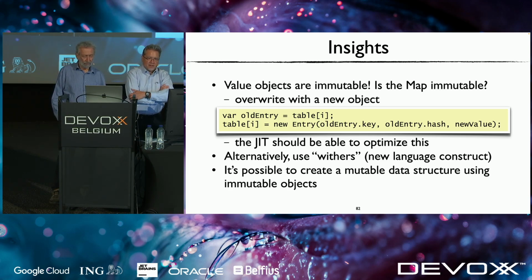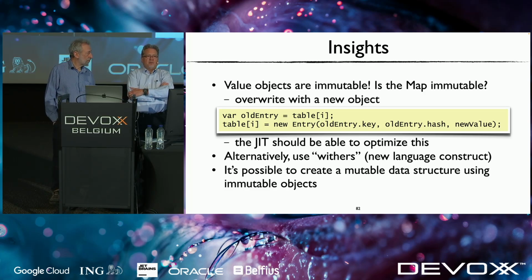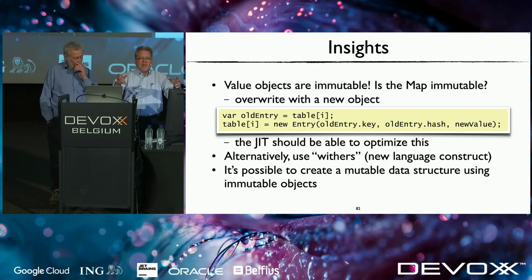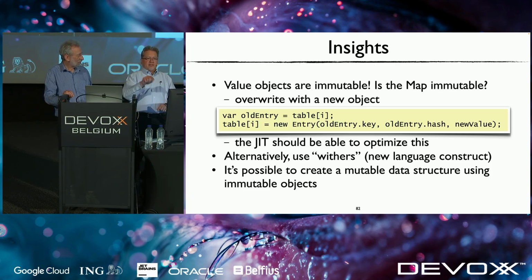In addition, one of the things the Valhalla team is considering is that we expect this kind of code to be done quite frequently. And so you might want to create a new value object that is mostly a copy of some old value object with just a couple slots replaced. And so they're toying with the idea of what are called withers, which is a new programming language construct that basically says, give me a new value that's the same as the old one, except with this replacing that.